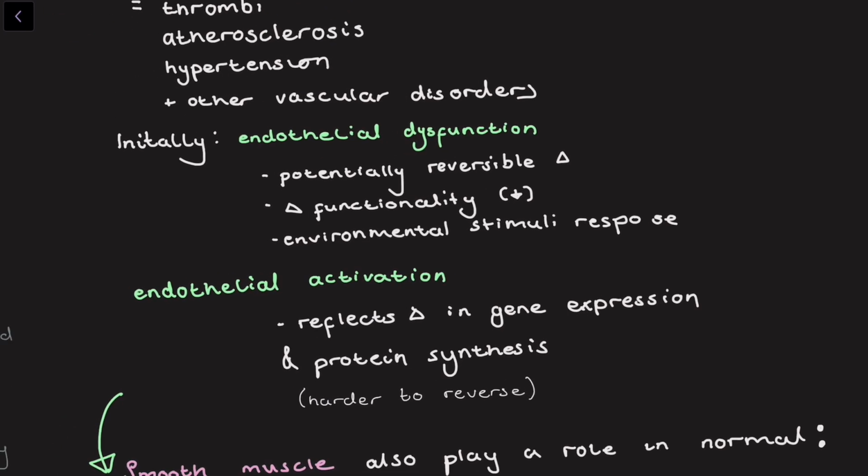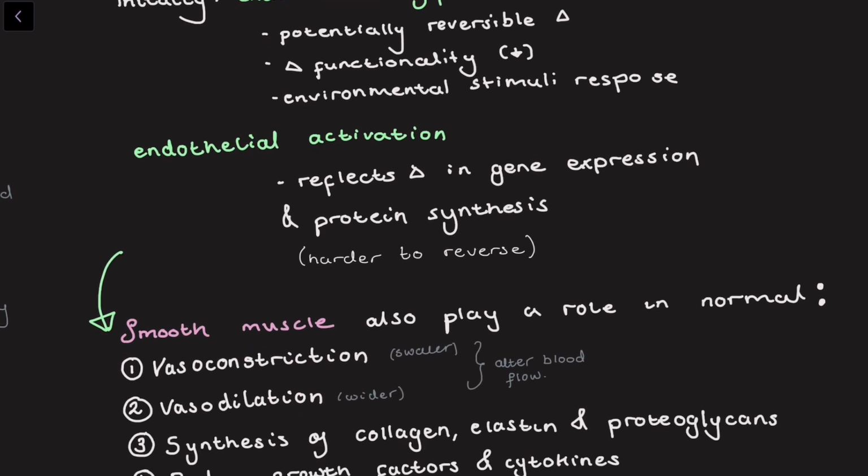Initially, this sort of endothelial dysfunction can be reversible because it's in response to an environmental stimulus. So if the stimulus is removed, then they can revert back. So endothelial dysfunction is potentially reversible as it's caused by environmental stimuli, so they have the potential to revert back to normal function. But with endothelial activation, there are alterations in gene expression and therefore protein synthesis. So this is harder to reverse.